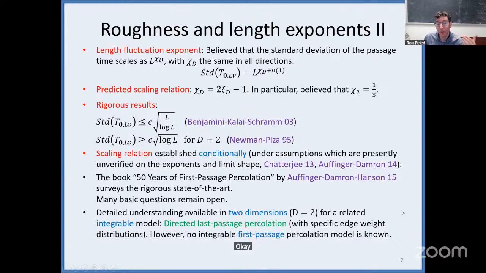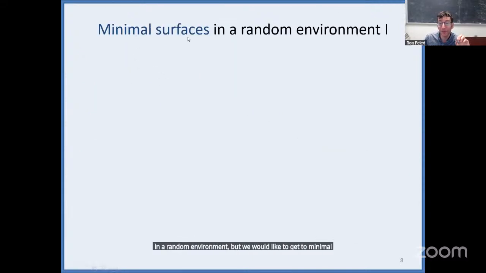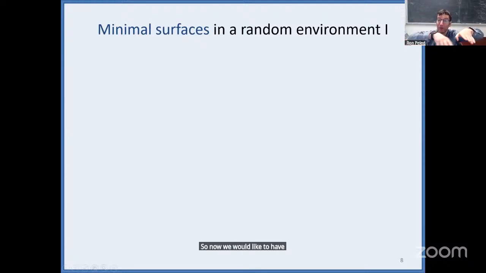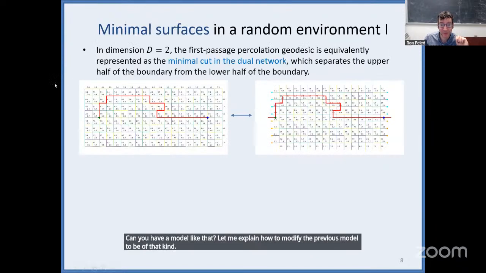Okay, so we've spoken about first passage percolation, which is a minimal path in a random environment, but we would like to get to minimal surfaces in a random environment. So now we would like to have some kind of surface. Can you have a model like that? Let me explain how to modify the previous model to be of that kind.